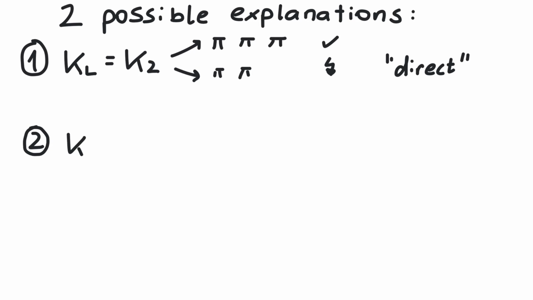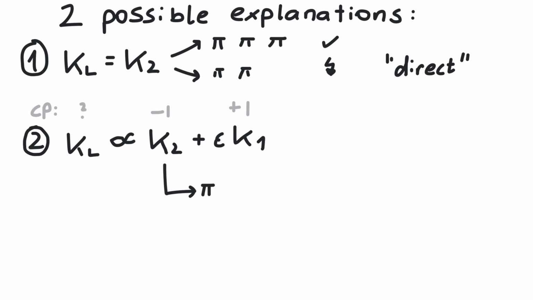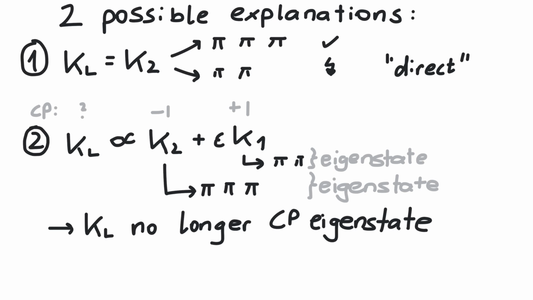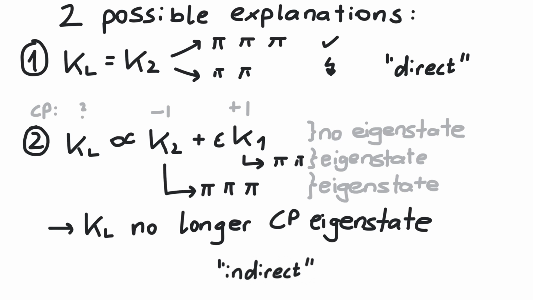Or, secondly, we redefine the propagating states K-long and K-short to include a small part of the other CP eigenstate. Then, the K-long can mostly decay into 3 pions, but also sometimes into 2. However, this way, K-long is no longer a CP eigenstate, since one part transforms with a minus sign, whereas the other doesn't. If a process is said to be invariant under a transformation, then both the initial state and the resulting state have to behave the same under this transformation. This clearly isn't the case if, on the one side, we have an eigenstate and on the other, we don't. And this is what's known as indirect CP violation.